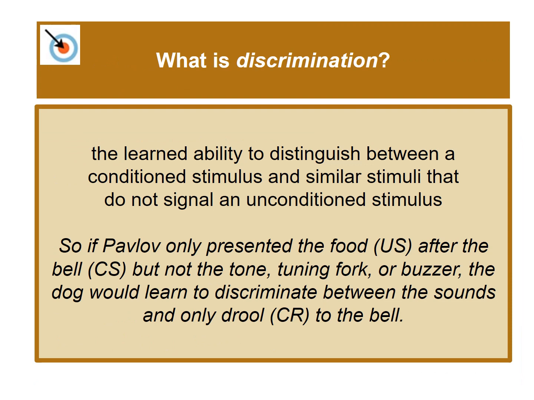All right, what is discrimination? Discrimination is the learned ability to distinguish between a conditioned stimulus and similar stimuli that do not signal an unconditioned stimulus. So, if Pavlov only presented the food after the bell, but not the tone, the tuning fork, or the buzzer, the dog would learn to discriminate between the sounds and only drool, the conditioned response, to the bell.